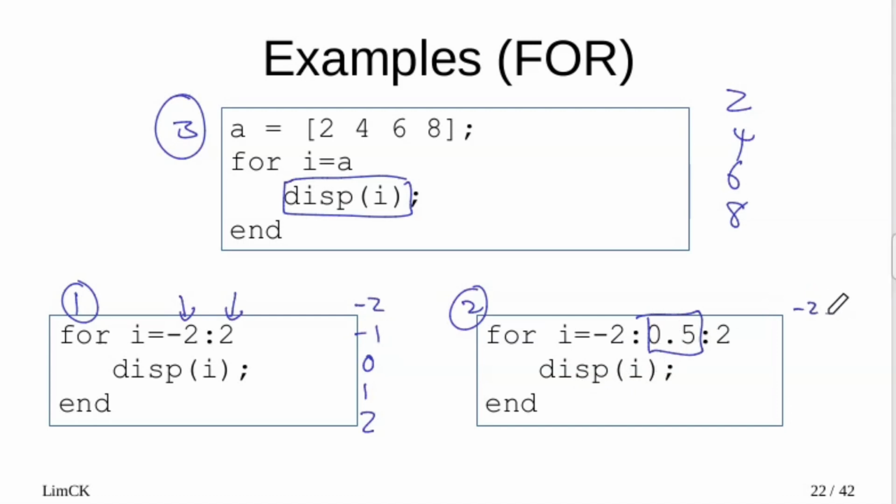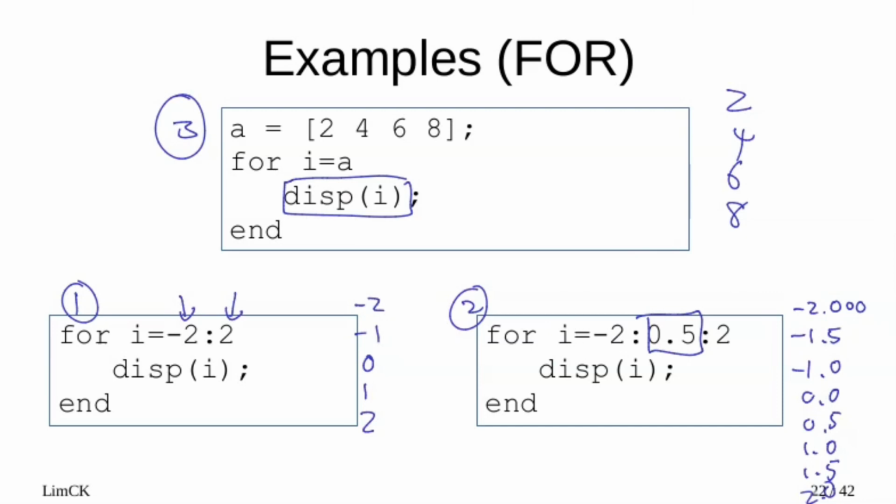-2. Since you have a 0.5 here, this is a double, a real number. Then the next iteration increases by 0.5, you see -1.5, followed by -1.0, -0.5, 0, 0.5, 1.0, 1.5, and lastly 2.0. So this will be the output for this one.